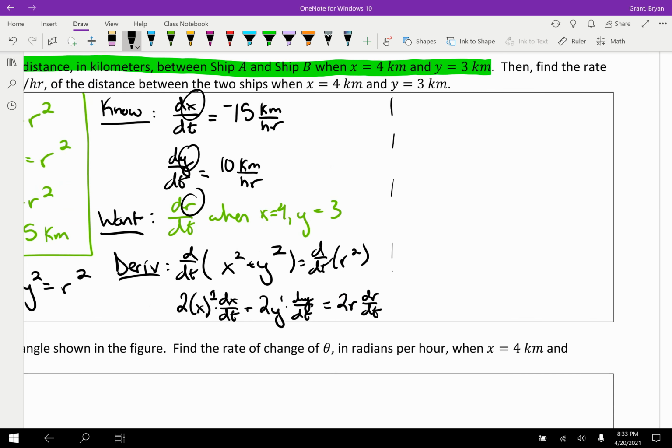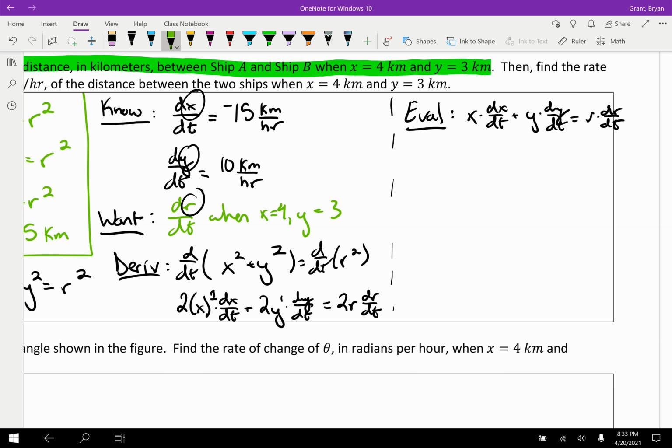Okay. Last but not least, we need the evaluate step. Before we evaluate, I'm going to simplify this or at least rewrite it. Notice you can divide out a 2 all the way through. So really it's x times dx dt plus y times dy dt equals r times dr dt. All right, let's start evaluating.